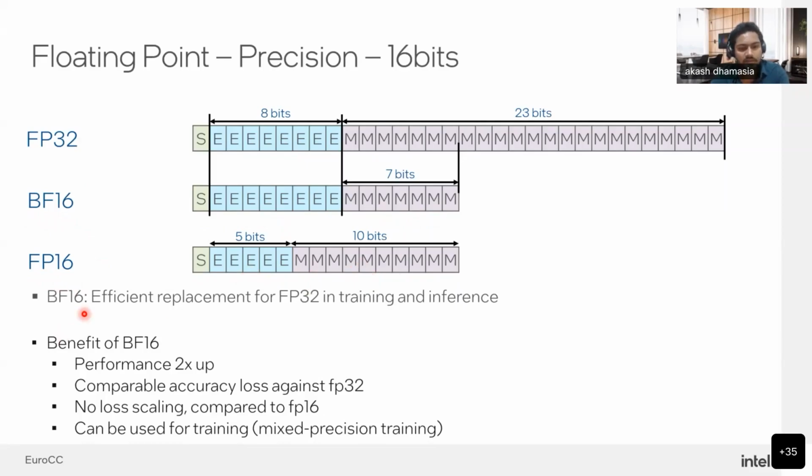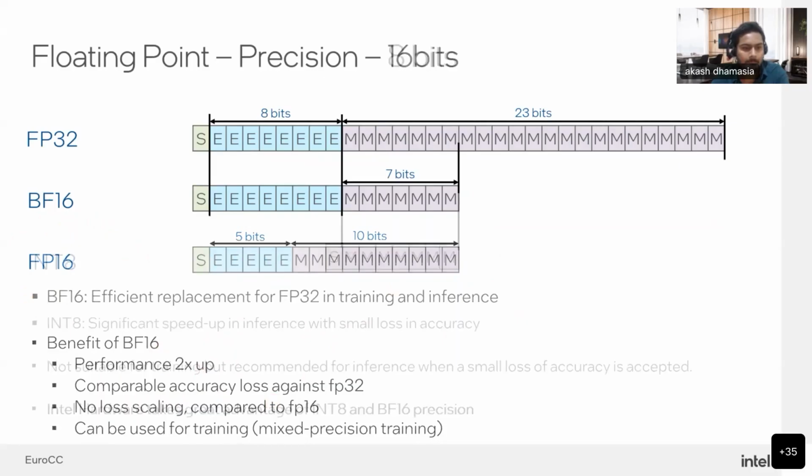So bfloat16 is an efficient replacement of FP32 in both training and inference. You can use this bfloat16 type, which can make your application super fast. It can give you 2x performance, and you may not encounter any accuracy loss. So you can try these kinds of data types with Intel architectures.